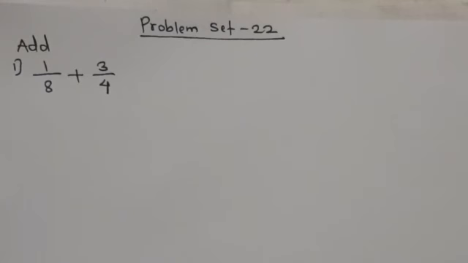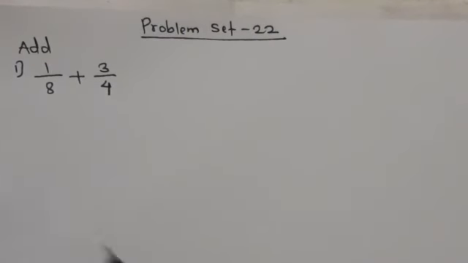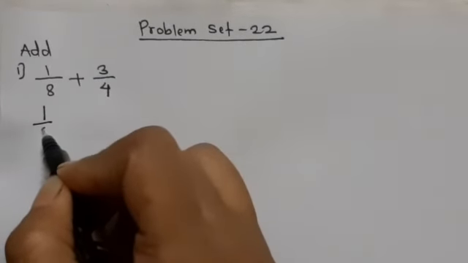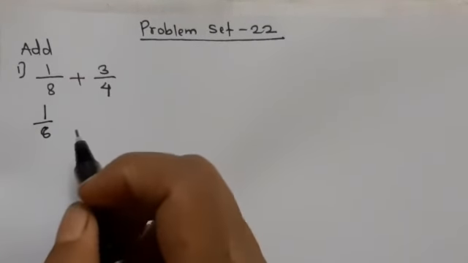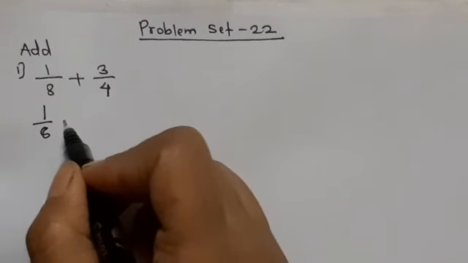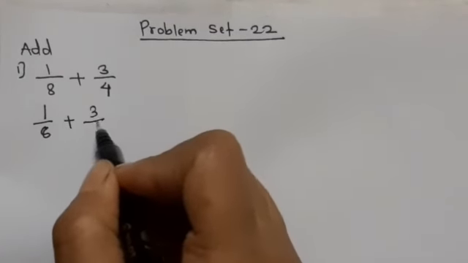Okay? So, first, what do we have to do? We have to make both the fractions equivalent. And to convert the fractions into equivalent fractions, what do we have to do? We have to find a common multiple for both the denominators, 8 and 4. So 8 is the common multiple for both the denominators. Let's take the first fraction, that is 1 by 8. No need to change or convert this fraction as the denominator is 8. Now move on to the next fraction, that is 3 by 4.